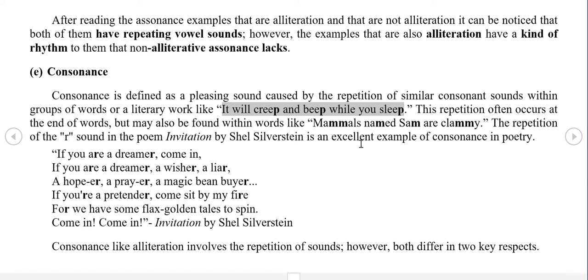Another example: "Mammals named Sam are clammy." Here you can see the 'm' sound is repeated, but that is in the middle. Still, the repetition is of consonant sounds. There is one example, a poem written by Shel Silverstein named Invitation: "If you are a dreamer, a wisher, a liar, a hoper, a prayer, a magic bean buyer. If you are a pretender, come sit by my fire. For we have some flocks of golden tales to spin, come in, come in."